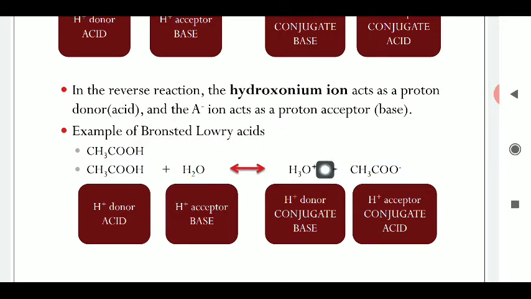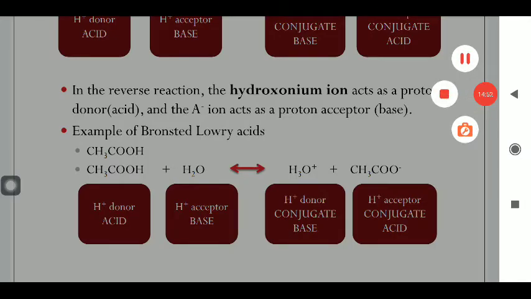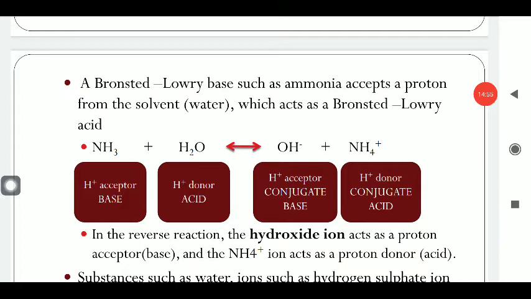And this water and this hydronium ion also differ by the H positive ion, so it is also counted as conjugate acid base pair 2. So reactions are given to you. In these reactions, you have to identify the pair of the conjugate acid and the pair of the conjugate base.